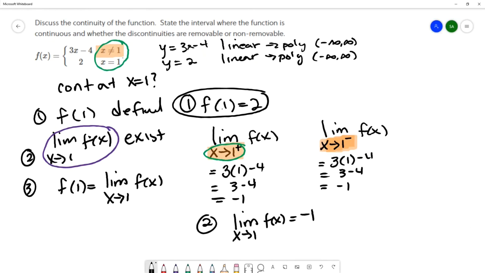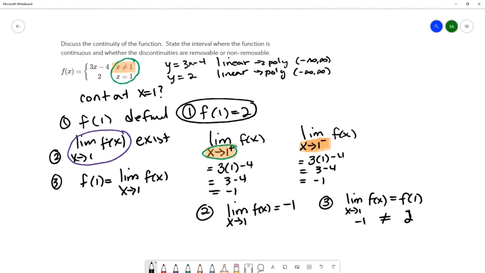The final criteria is that the two agree with each other. The function value equals the limit value. So the limit as x approaches 1 of f of x, we found that to be negative 1. The function value at 1, we got that to be 2, and those are not equal to each other. So our third criteria for continuity has failed. This function is not continuous at x equals 1 because of that third criteria.